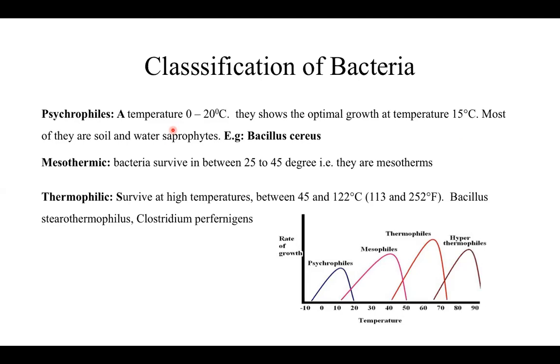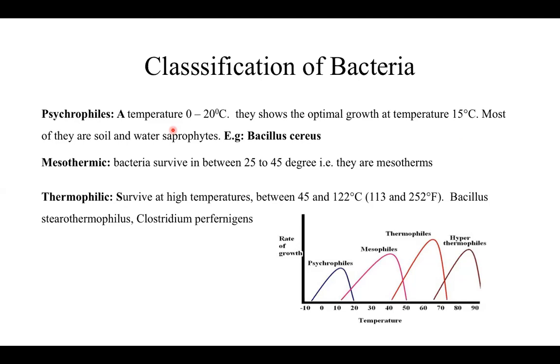Psychrophiles are the group of bacteria that can grow between temperatures of around 0 to around 20 degrees Celsius, but they show optimum growth at a temperature of around 15 degrees Celsius. An example is Bacillus cereus.